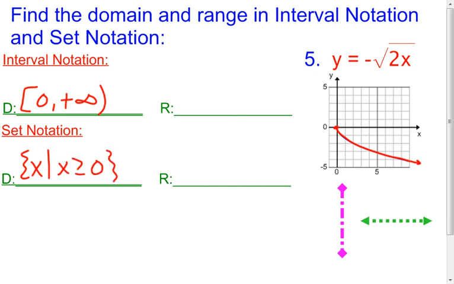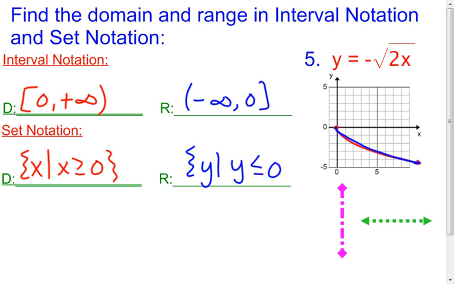Okay, and then your range, if I go down here, I'm hitting y values all the way from negative infinity up until I hit this point right here at 0, and it can be exactly 0. And then, of course, it would look like this. Y values, all of these down here have y values because they're getting smaller as they move to the right, that are less than or equal to 0. All right.